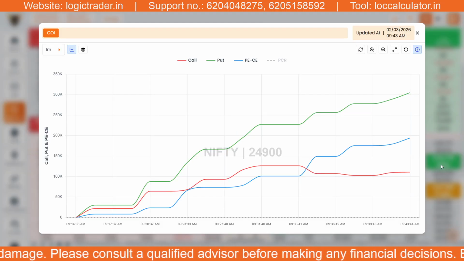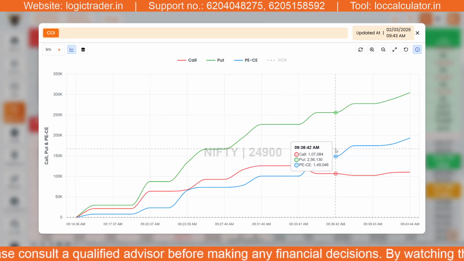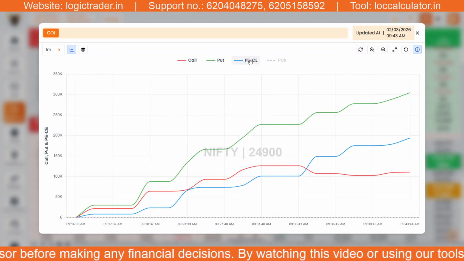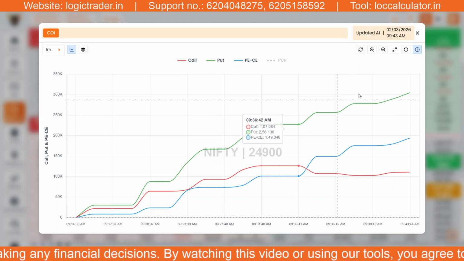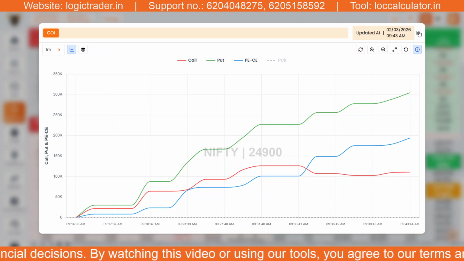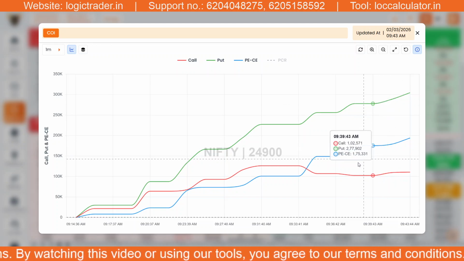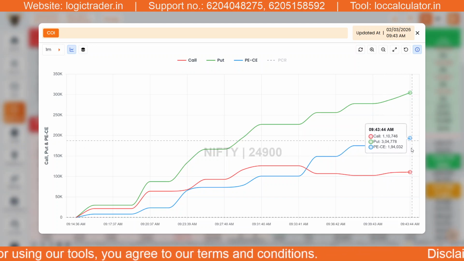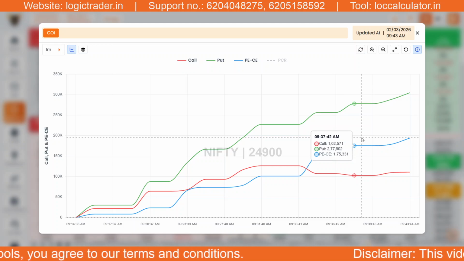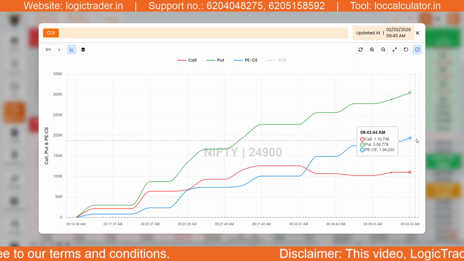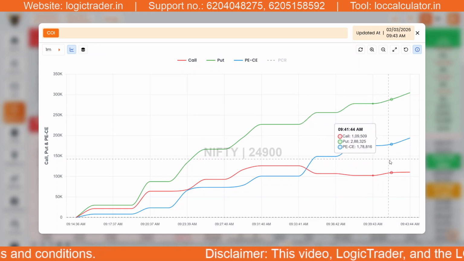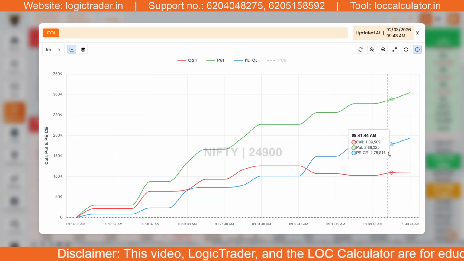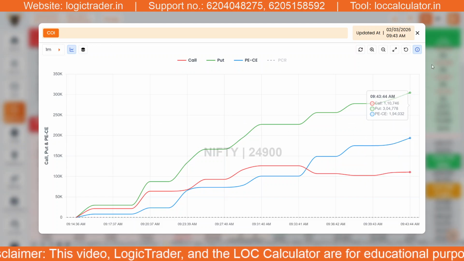In that case, we click on the change in OI of that strike and we observe whether the change in OI of put writers is increasing or not. If the change in OI of put writers is increasing, then we consider it a valid diversion signal. But if the change in OI of put writers is not increasing, then we will ignore that signal and not treat it as a diversion.